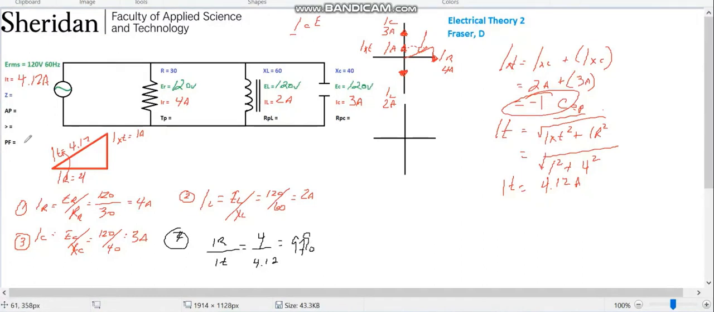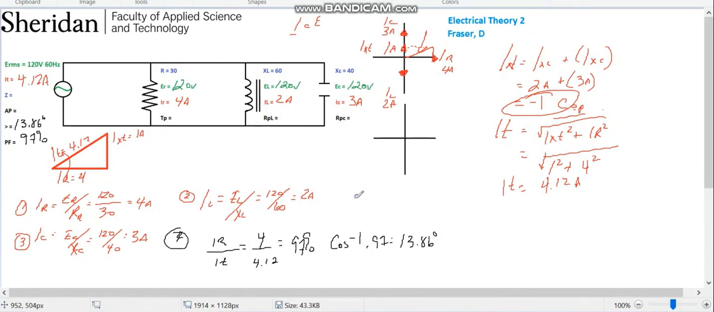So 97% power factor. And what is the arc cos of 0.97? The arc cos of 0.97 would be 13.86 degrees. Okay, and now we can find our impedance in the circuit.